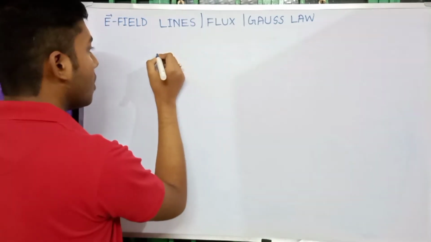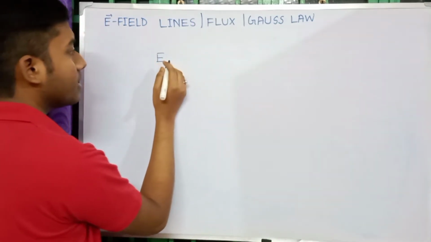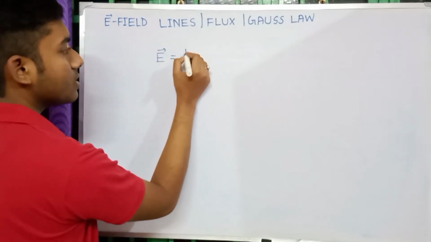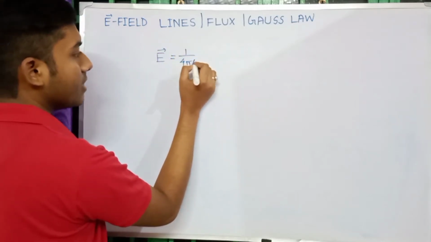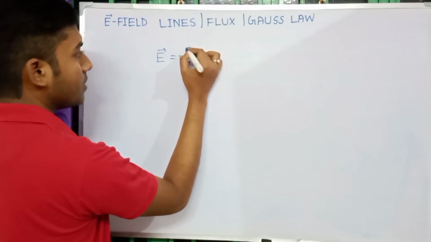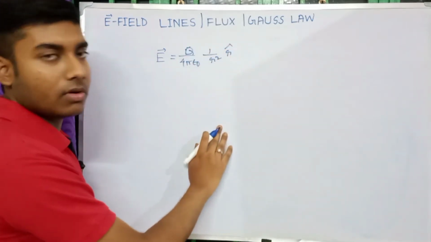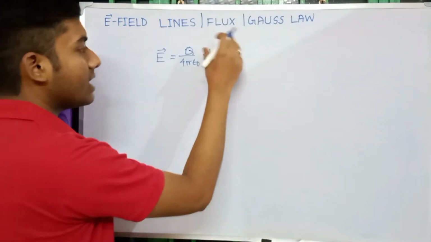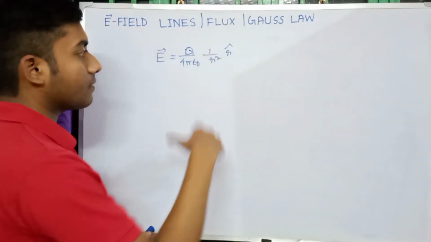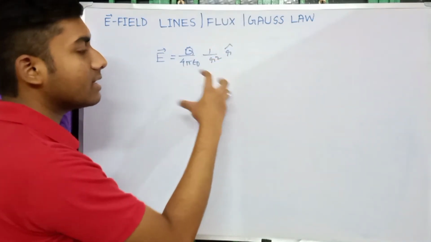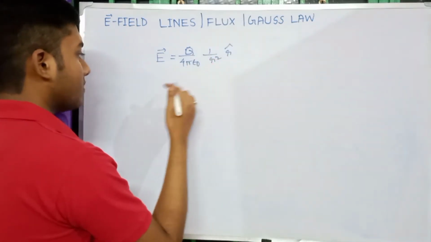So we all know the expression of electric field intensity. What is this? E vector is equal to 1 by 4 pi epsilon 0 into q into 1 by r square r cap. Okay, we all know this. Where r cap is the direction, right? And r is the radial vector or position vector.